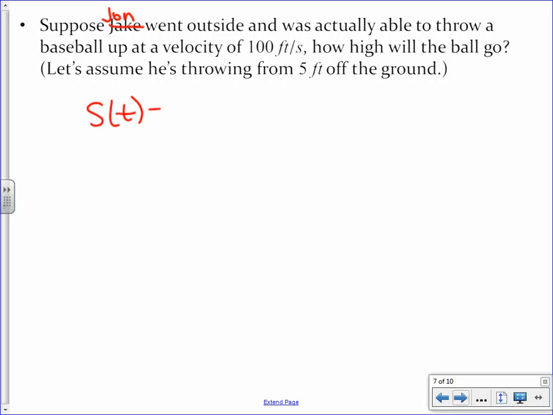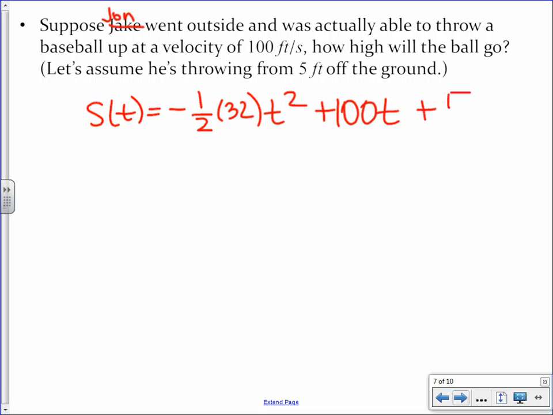what would our position equation be? Negative 1/2. Which force of gravity are we going to use? 32. What's our initial velocity? So 100t plus our initial position 5. How high will the ball go? How do we figure that out? Somebody please raise their hand if you have an idea of how we determine that.